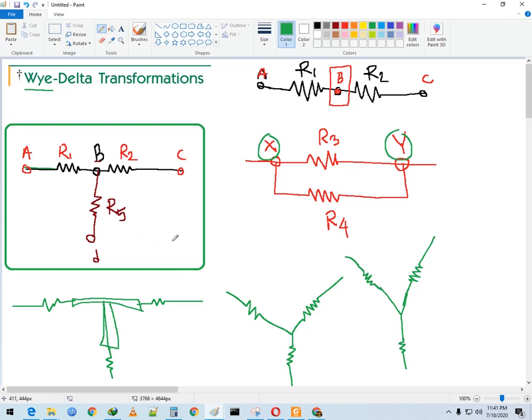So this kind of circuit is known as a Y circuit or T circuit. This is exactly the same thing. Y or T are the same circuit, same thing. So this is one example of a Y circuit.